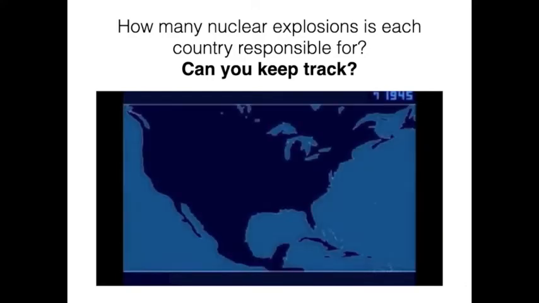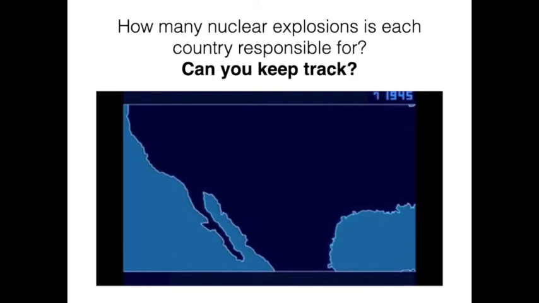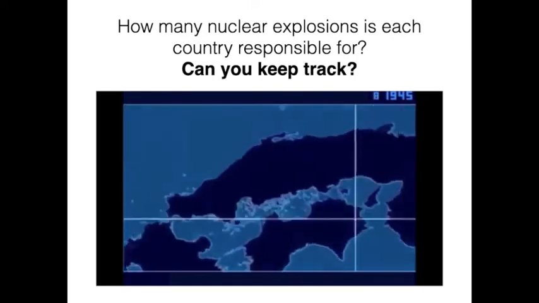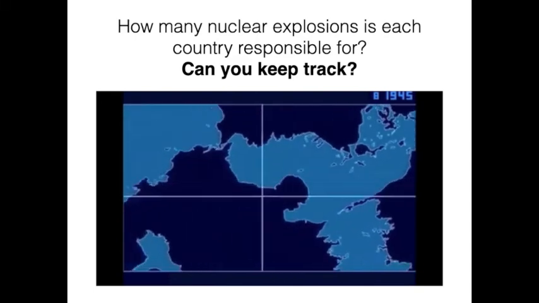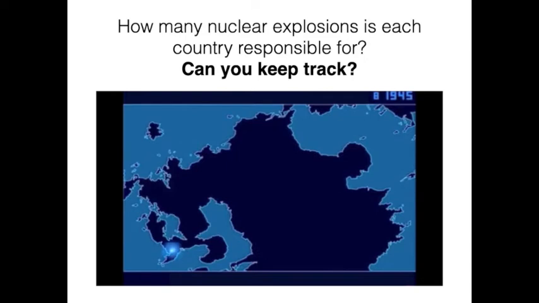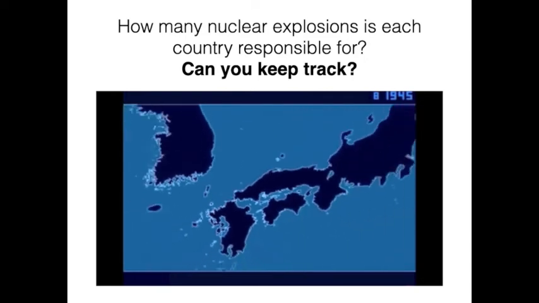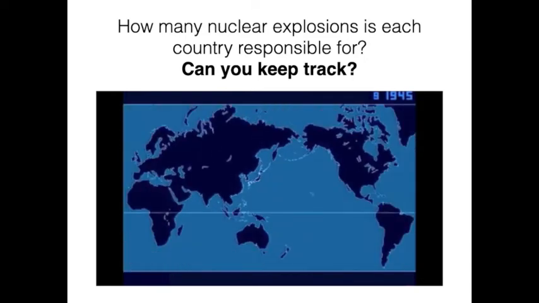All right, so it's 1945. The United States tests 1 nuclear weapon out in the desert. So that's 1 for the United States. They use 1 on Hiroshima, and they use 1 on Nagasaki to end the war. So far that's 3 nuclear explosions for the United States. Let's see if we can keep track.